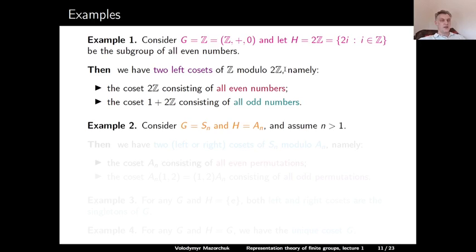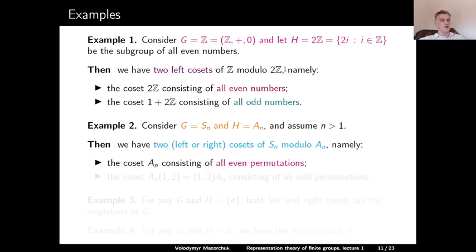Another example, consider the group S_n and the subgroup A_n of all even permutations. Similarly to the previous example, we have two left or right cosets of S_n modulo A_n, namely the coset A_n consisting of all even permutations, and the coset A_n times the transposition of 1 and 2, which consists of all odd permutations. Notably, this coset can also be written as the transposition (1 2) times A_n.